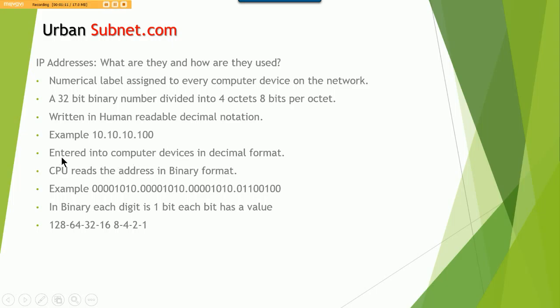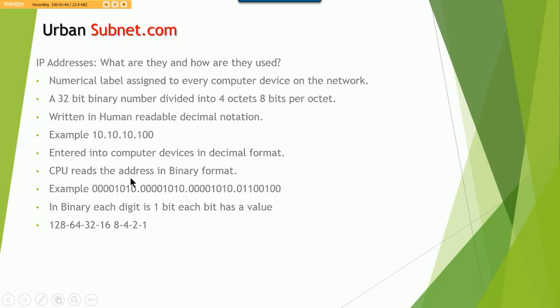IP addresses are entered into the computer device in decimal format also, for the very same reasons that it is easier for us to read and write the decimal format, and it also reduces the amount of mistakes that may be made. If we had to enter the IP address in binary, we would probably make a lot more mistakes when trying to enter this information into the computer. So it is entered in decimal format also.